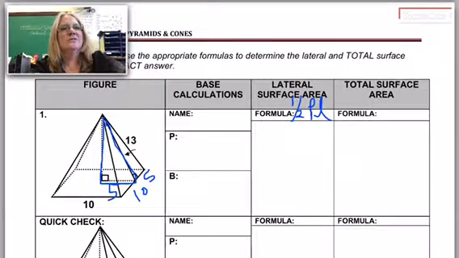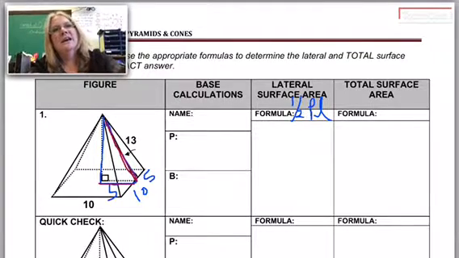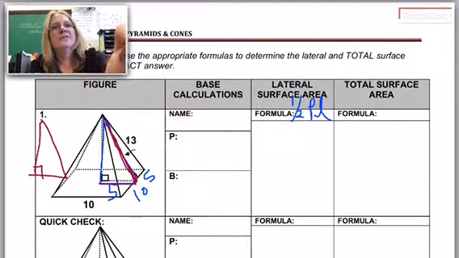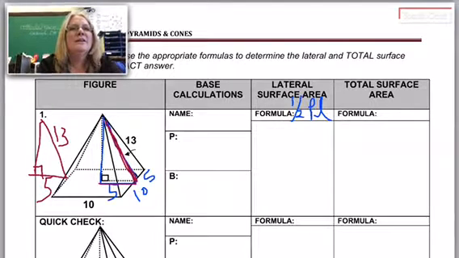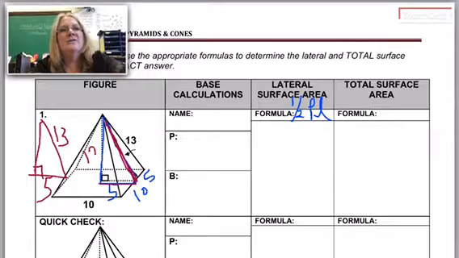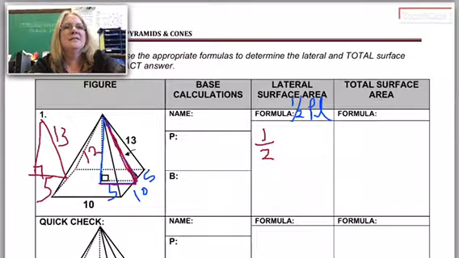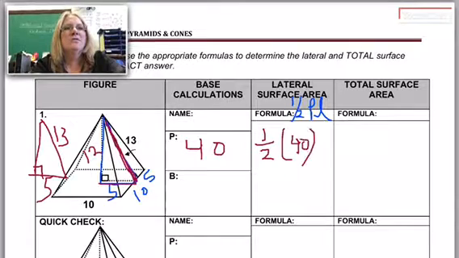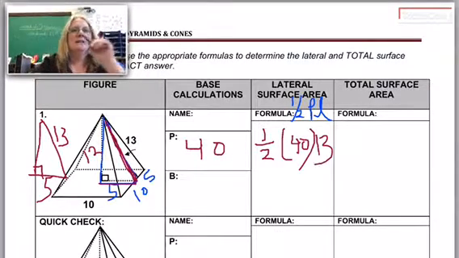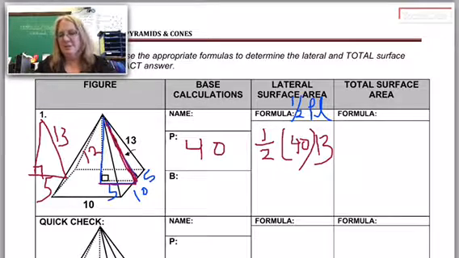Okay, change my colors a little bit. So L is right here, and we have a 5, and we have a 13 given here for this. So let me draw that here. So if you do Pythagorean theorem here, you're going to get the height is 12. I don't know that we even need that actually, because we just need 1/2 the perimeter of the base. The sides are 10, so the perimeter would be 40. So this is 1/2 times 40 times the slant height, which is 13. So actually in this case we don't really need the height.